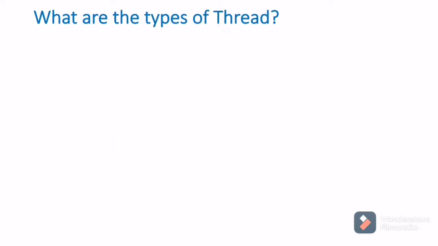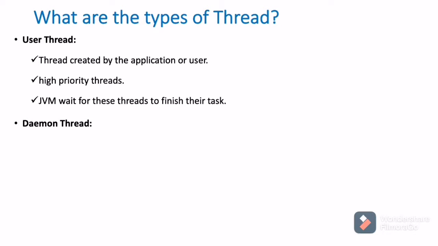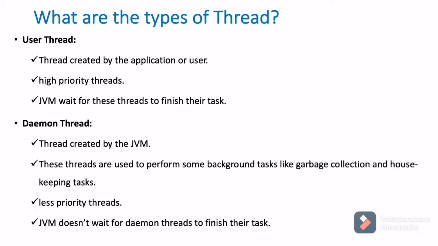What are the types of thread? There are two types of thread. First one, user thread, and second, daemon thread. User thread means the thread which is created by the user or application, and these threads are high priority threads. Since it is a high priority one, JVM will wait for these threads to finish their task. Next, daemon thread. It is a thread which is created by JVM. Why we want this daemon thread is to perform some background tasks like garbage collection and housekeeping tasks. And these threads are low priority threads.